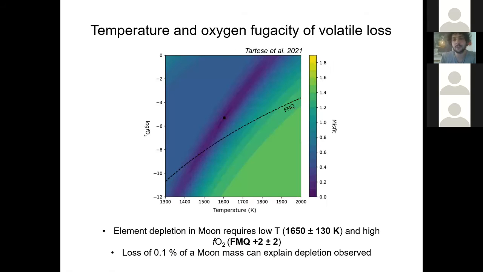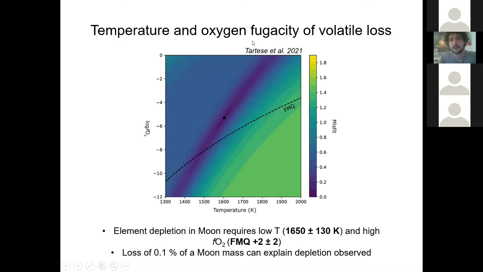And so this can be seen here, which is a contour plot showing the misfit to the model as a function of the temperature and as a function of the oxygen fugacity under which the evaporation occurs. So this point here in this blue zone indicates the minimum value, the minimum difference between the model and the data.